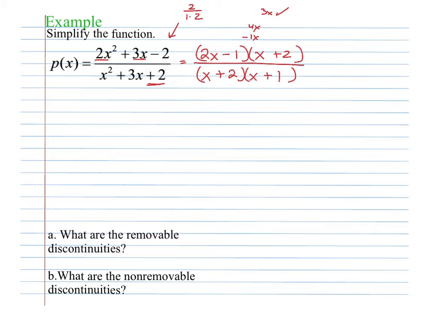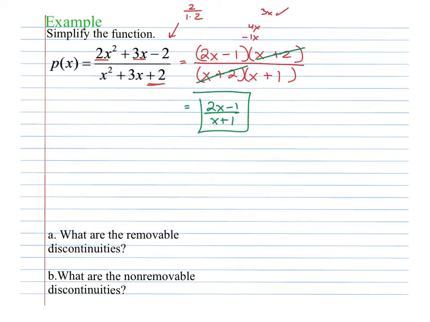And I'm going to see if there's anything I could reduce on the numerator and denominator, and there is. These two reduced right here. And when I reduce something in numerator and denominator, that actually becomes a hole eventually if we're graphing it. So we're going to have 2x minus 1 over x plus 1, and this would be my simplified function.